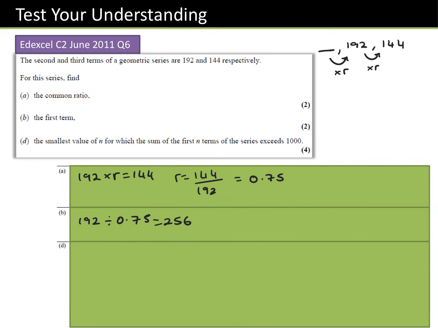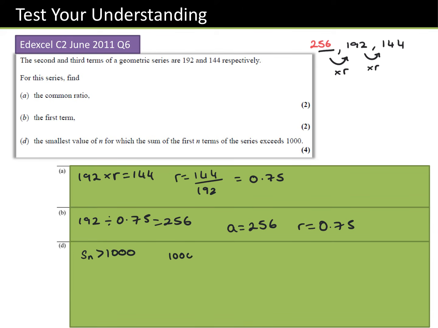So now I know my first term is 256. So my a equals 256 and my r equals 0.75. It says the smallest value of n for which the sum of the first n terms of the series exceeds 1,000. So we want Sn to be greater than 1,000.